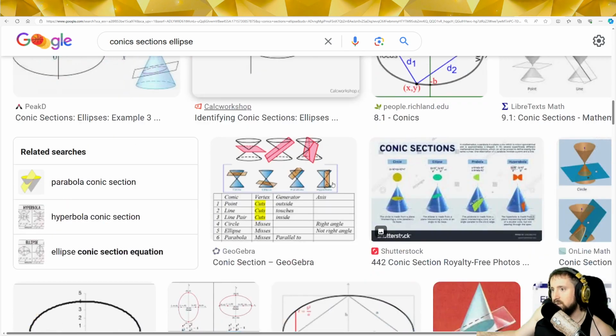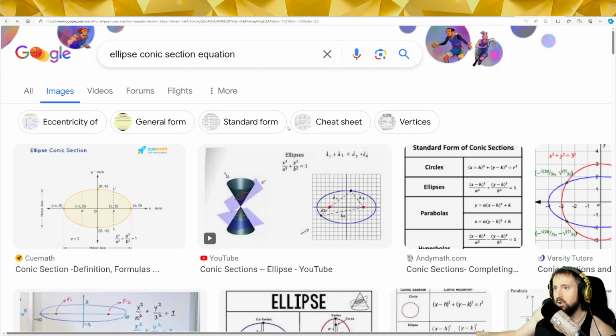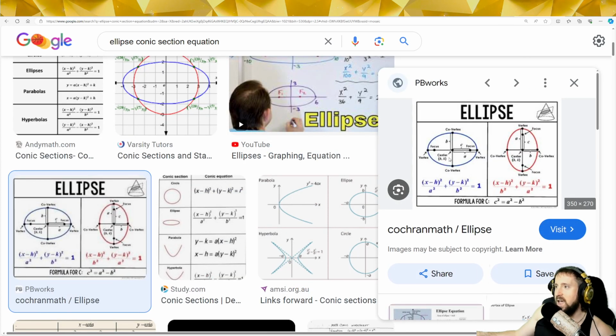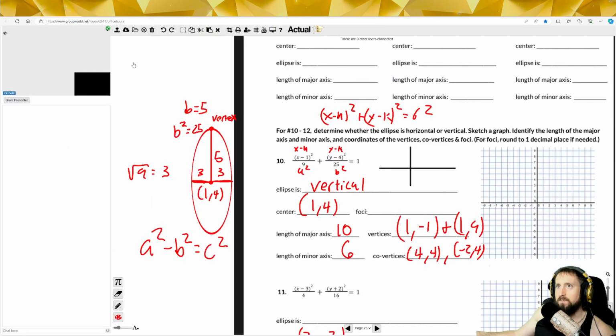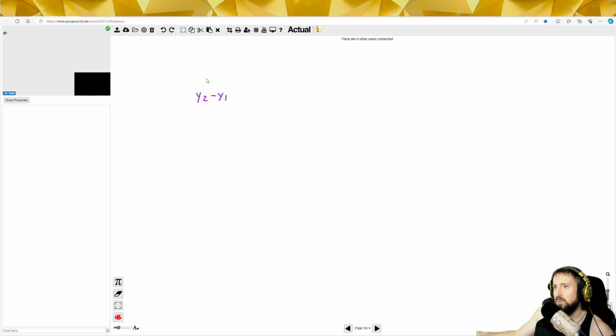Dude, where's the conic section cheat sheet? Yeah, there we go. It's what I want. I hate when they do this. I feel like it's confusing that they teach it to you. Well, let me clear the neural network here. We were teaching AI earlier.